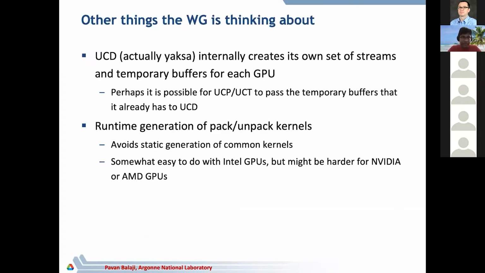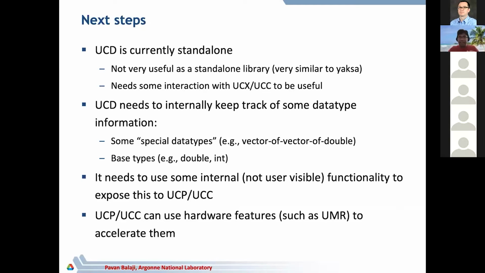I agree. The intent is that UCD would have some internal API, which would only be visible to UCP and UCC. So the third bullet over here is the primary way to interact with UCP and UCC. And this internal API would essentially give information about quote unquote special data types that UCP or UCT cares about. An example could be a vector of doubles or something like that.